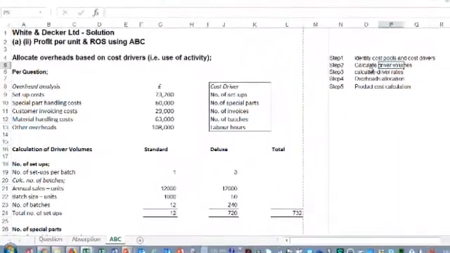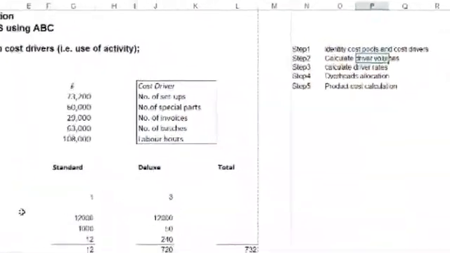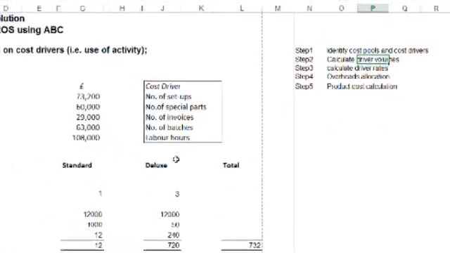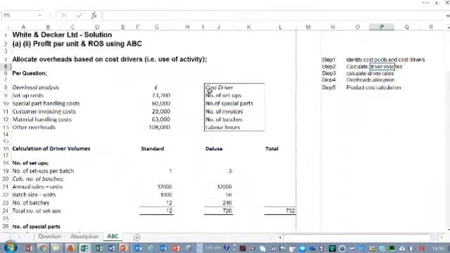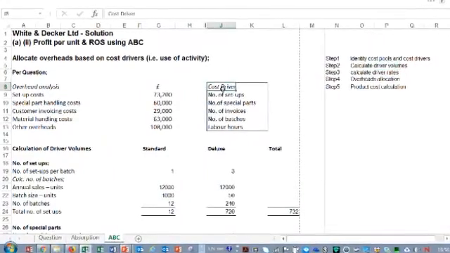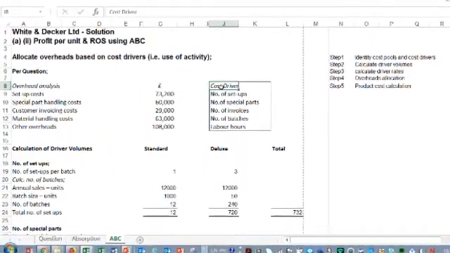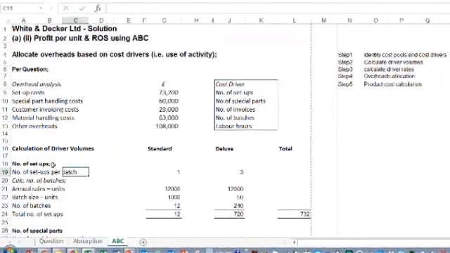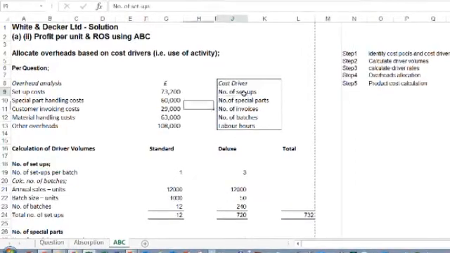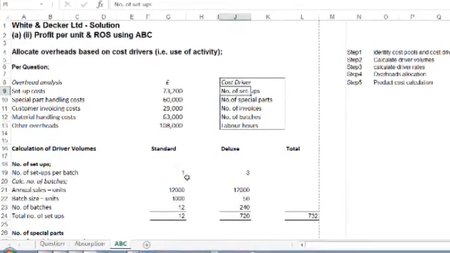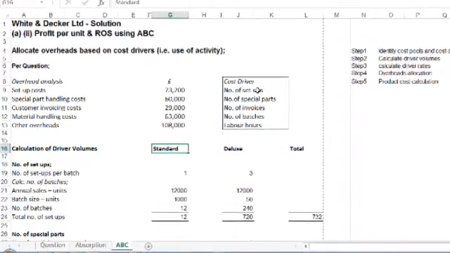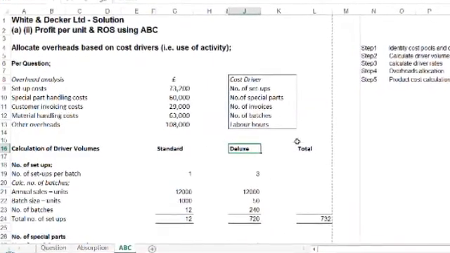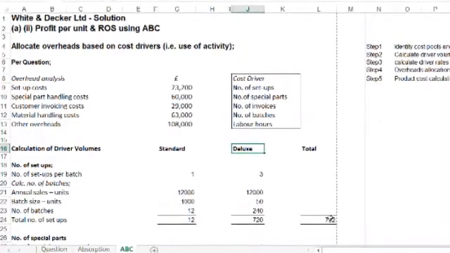So step 2, calculate driver volumes. Now we want to calculate the driver volume for each activity, that is, the amount of the cost driver we are trying to work out. So one is the number of setups. We want to know how many setups are required for standard, how many for deluxe, and what the total is for both products. So we get it here.